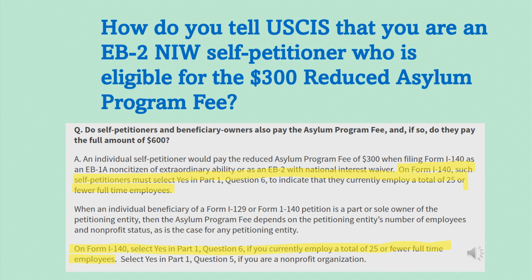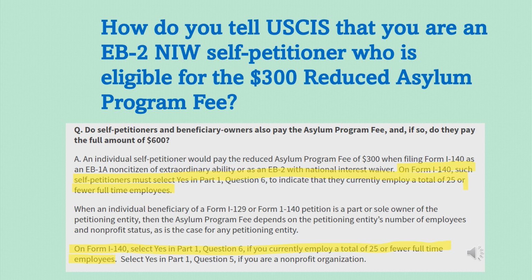Okay, so you do need to let USCIS know that you qualify as a self-petitioner. You do that on the form I-140, and it shows it there in that same frequently asked question, where I have highlighted that on Form I-140, self-petitioners must select yes in Part 1, Question 6 to indicate that they currently employ a total of 25 or fewer full-time employees, which sounds weird because you're a self-petitioner.